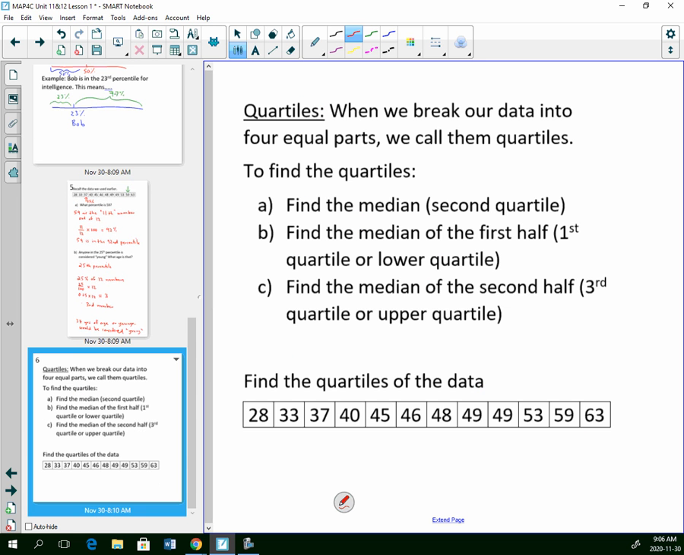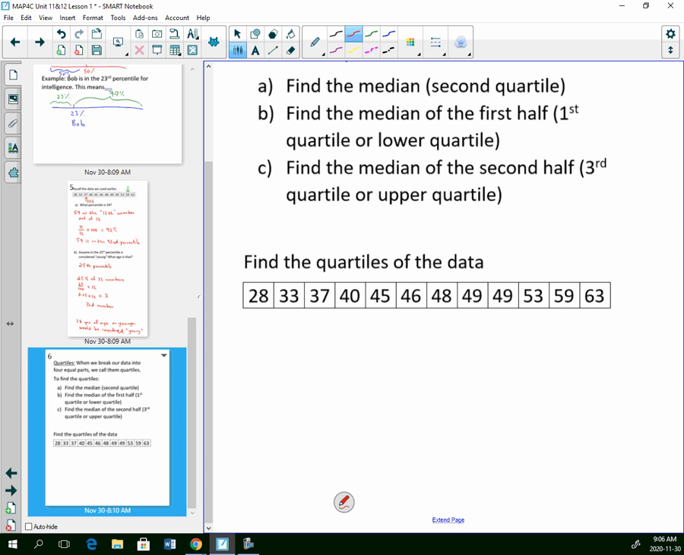Okay, now the last thing is quartiles. So quartiles basically means breaking the data into quarters, right? So 4 equal parts, and we call each one a quartile. So the first thing you do is find the middle. So I'm going to find the median. So I'm putting them in order. So these are all put in order. And then 1, 2, 3, 4, 5, 6. 1, 2, 3, 4. So here's the middle. So this is the median, 47. And sometimes we call that the second quartile.